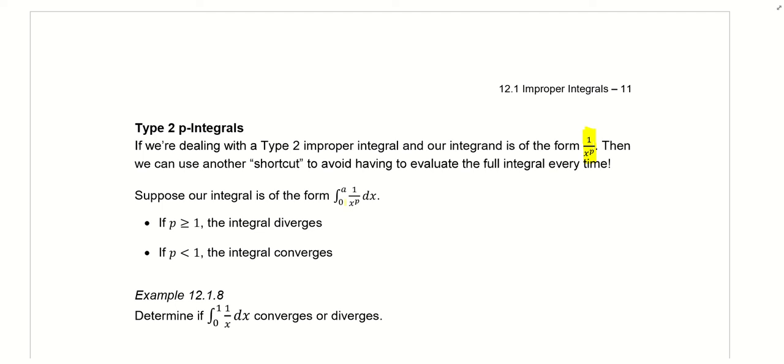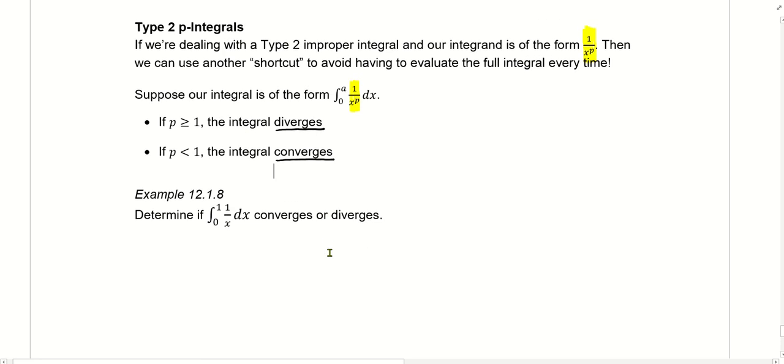So let's suppose that we're integrating from 0 to a of 1 over x to the p. Now, by virtue of the p integral integrand form, this is going to be undefined at 0. So we have a vertical asymptote at 0. But we can use our shortcut to determine if we have divergence or convergence. If p, the exponent, is greater than or equal to 1, we can say that the integral diverges. If p is less than 1, then we say the integral converges for this type of p integral.